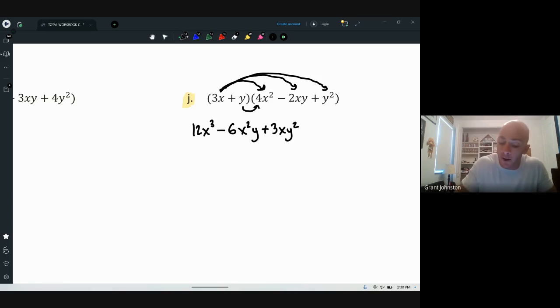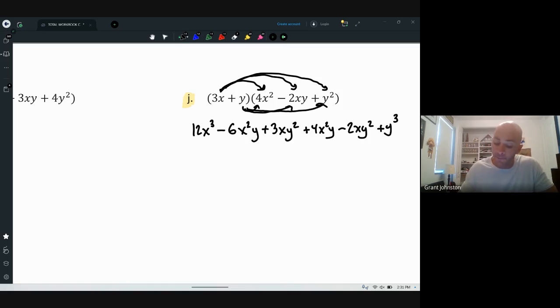Now let's distribute this 1y. So y times 4x squared, again, not much to combine there. It's just a 1y, so 1 times 4 is 4, and the x squared and the y don't go together. So this is just going to be a 4x squared y. Then the y times the negative 2xy would just be a negative 2xy squared. And then a y times a y to the second would just be a y to the third.